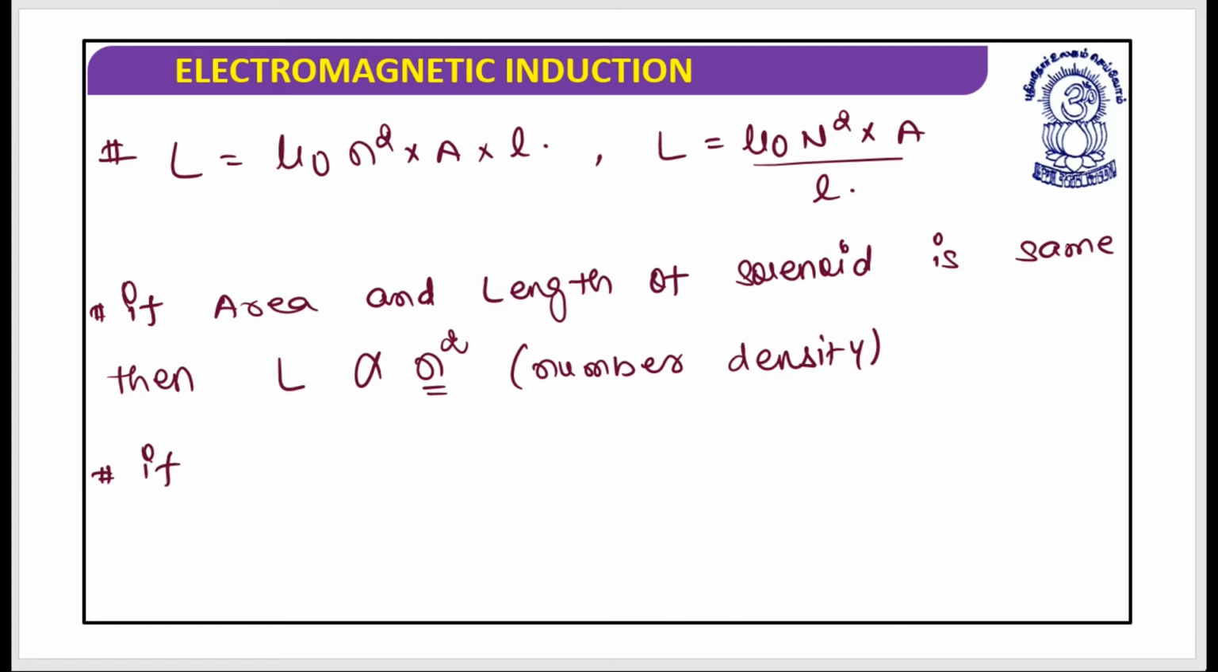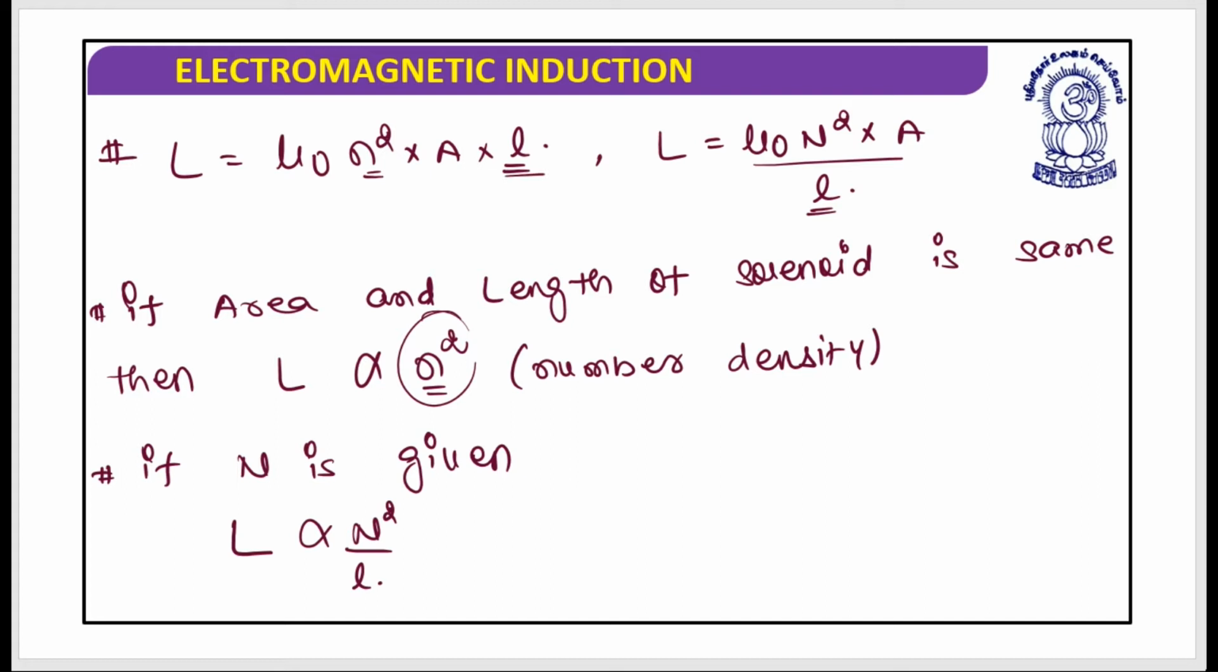But if capital N is given, then L, the inductance, is directly proportional to capital N squared divided by length. So in this case it's multiplied by L, and in this case it's divided by L. There should be no confusion. If I have been provided the number density, I'm going to use this relation. If I have been provided the capital L and the capital N, then I should go with relation number 2. It is as clear as that.